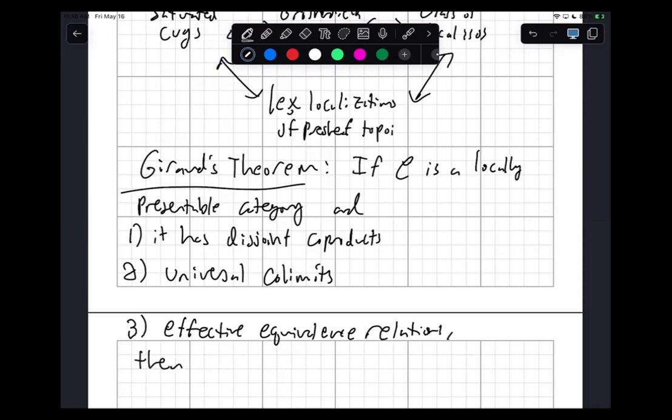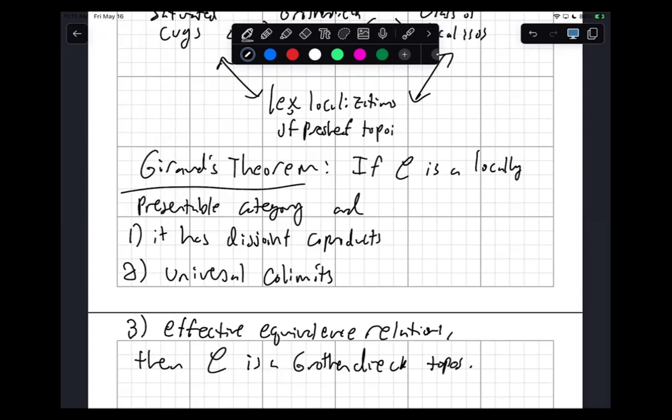Then C is a Grothendieck topos. So we saw before that there's a small difference between presentable categories and Grothendieck toposes: one's a reflective localization, the other one's a Lex localization, right? And then Giraud's theorem tells you precisely how different locally presentable categories are from Grothendieck toposes.